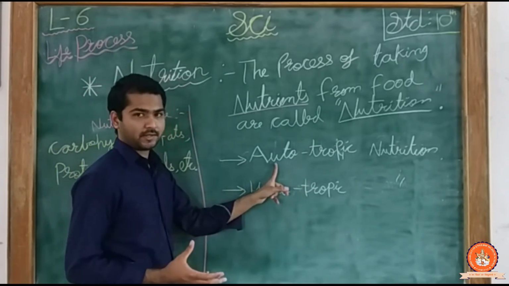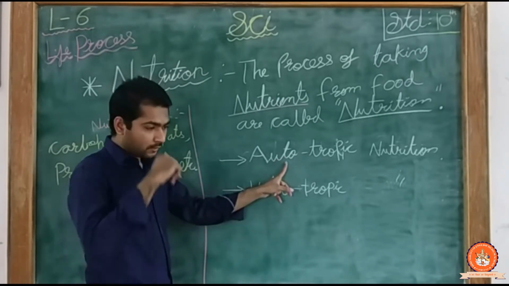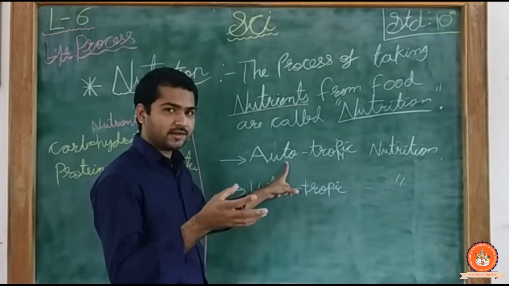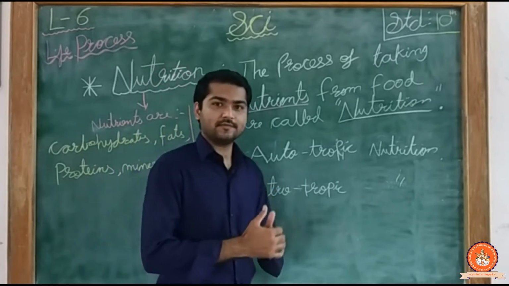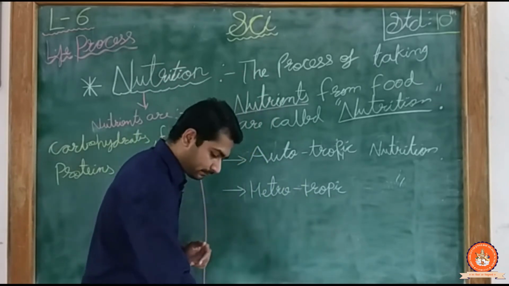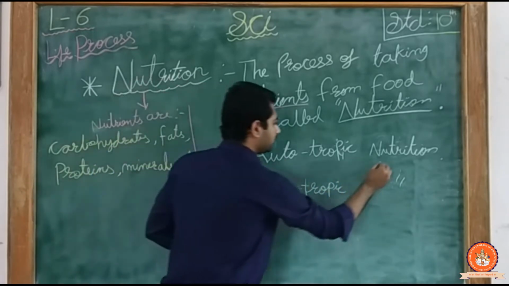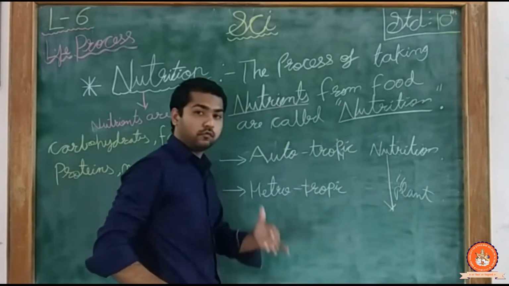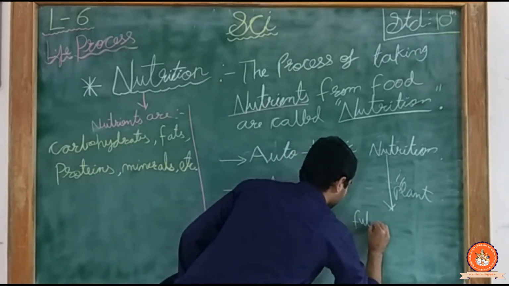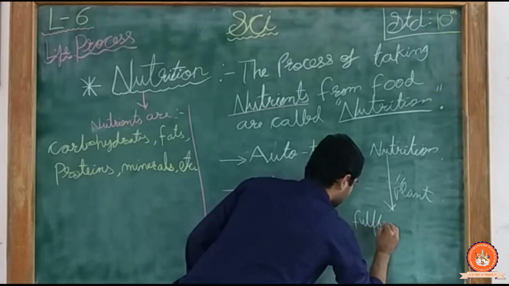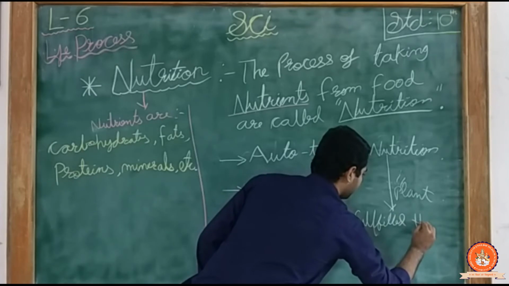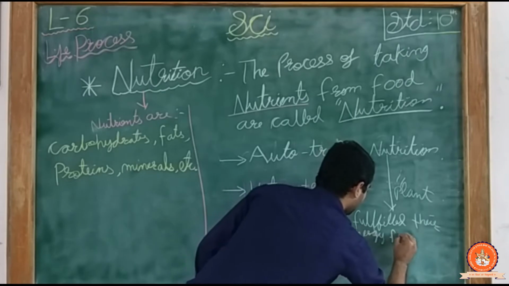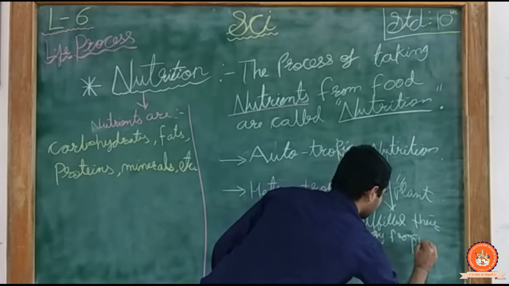Auto means automatic. So when the plant wants to grow, it needs carbon dioxide, water, and sunlight. So in autotrophic nutrition, plants fulfill their energy from photosynthesis.